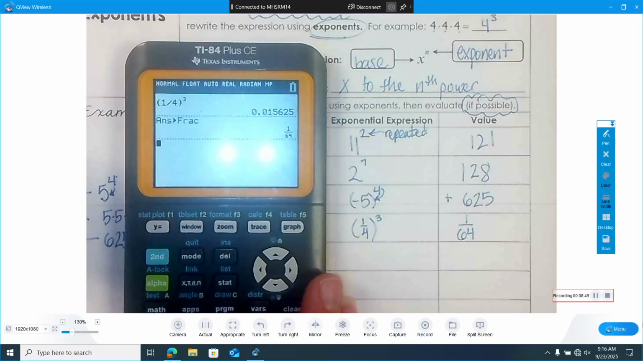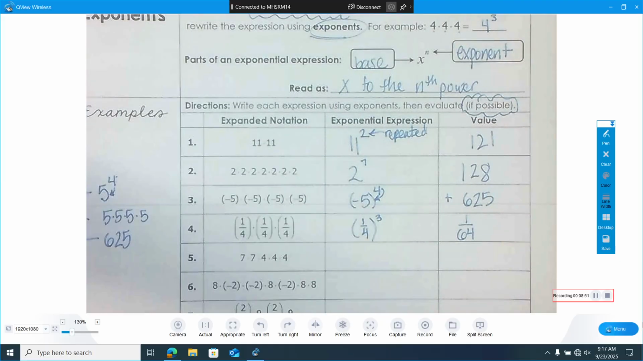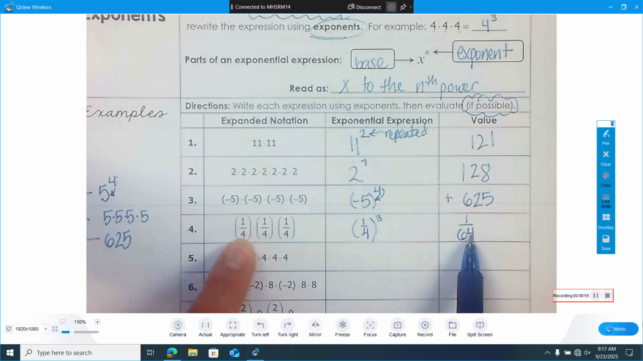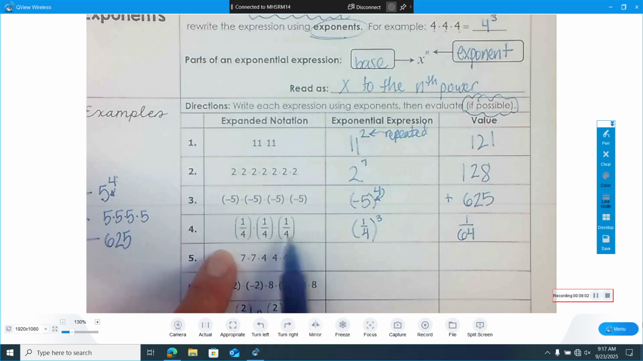Thanks for grabbing calculators, guys. Always, always, you want to follow along with the calculator. All right. 4 times 4 times 4 is 64. We are just multiplying fractions. 1 times 1 times 1 is 1. 4 times 4 times 4 is 64. Straight across, okay?